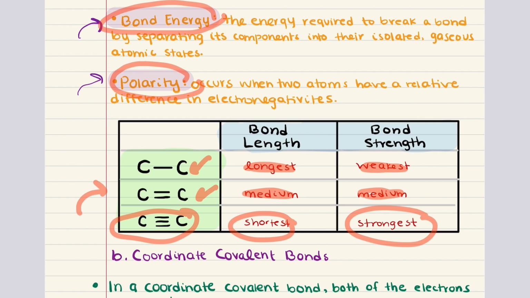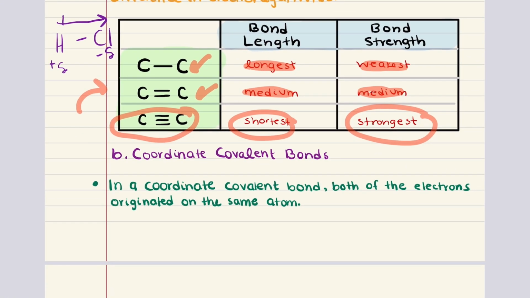So for example, if we take hydrochloric acid, HCl, chlorine is more electronegative, and it's going to pull the electrons a little bit more towards it. What this results in is a partial negative charge on the chlorine atom and a partial positive charge on the hydrogen atom. Again, a molecule that has a separation of positive and negative charges is called a polar molecule.